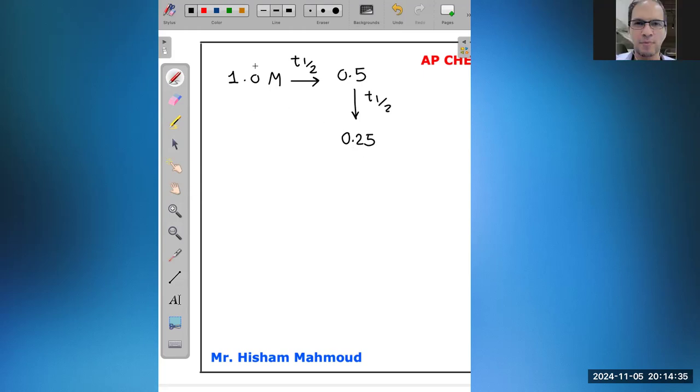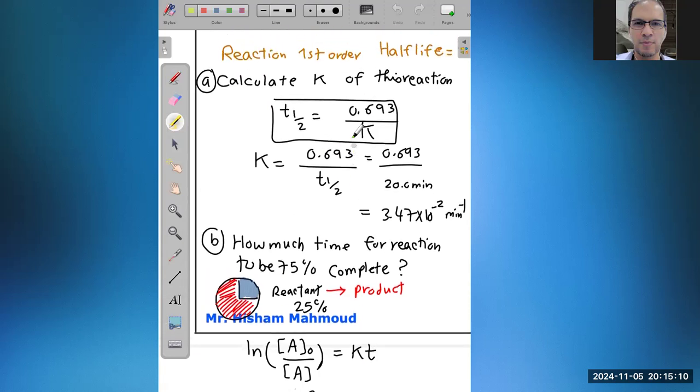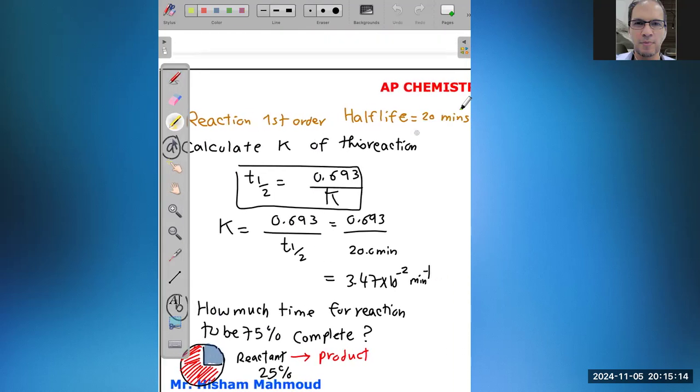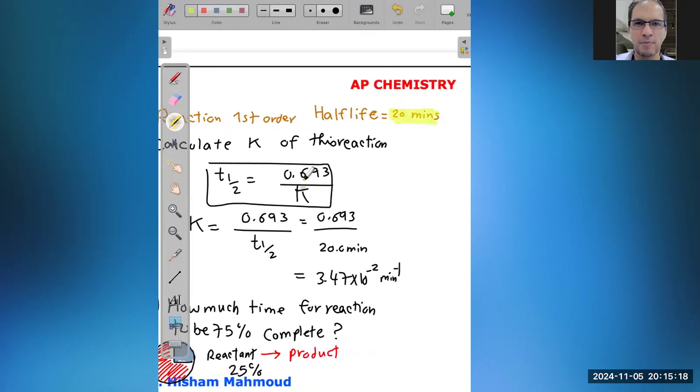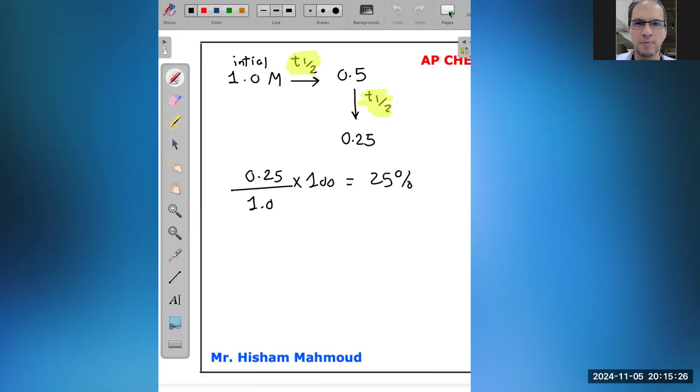0.25 على ال 1 كام؟ 25%. 0.25 اللي اتبقت دلوقتي بعد ما عدى 2 هاف لايفز. يعني عدى عليك 2 هاف لايفز. والهاف لايف الواحده كانت 20 minutes، يعني عدى عليك 20 plus 20، so 40 minutes.